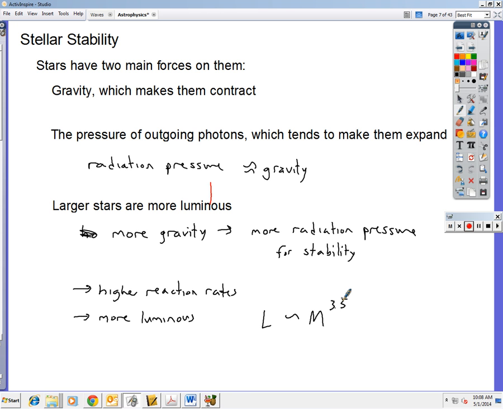Another consequence of this is that because the large stars are more luminous and they burn fuel faster, they typically have shorter lifetimes. Meaning on the order of millions of years as opposed to the sun, which will have a lifetime of approximately 10 billion years.